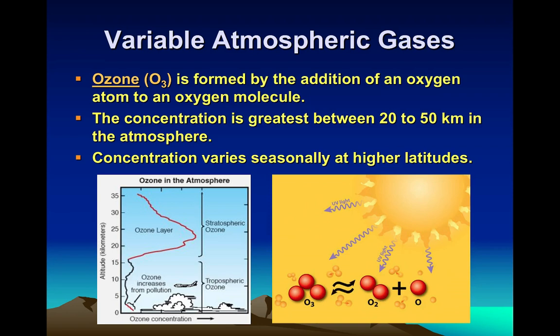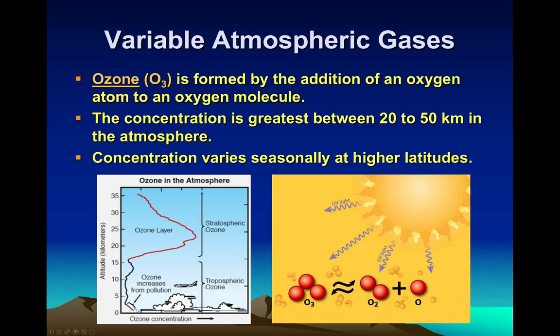So that ozone layer does a great benefit to us as far as removing that UV light from solar radiation by the time it reaches the surface. It also leads to the heating up of the stratosphere, which we'll get to when we talk about the layers of the atmosphere.